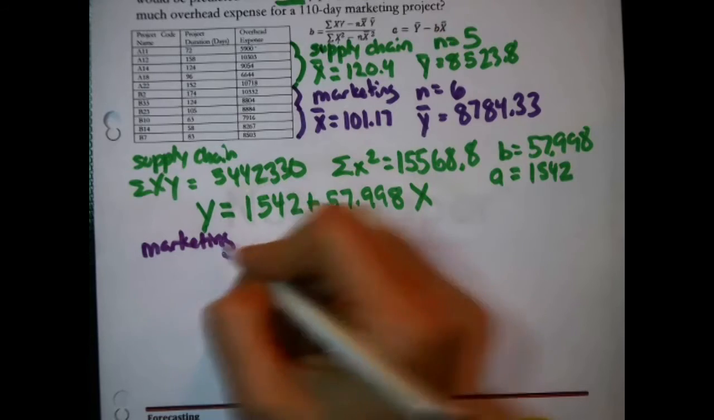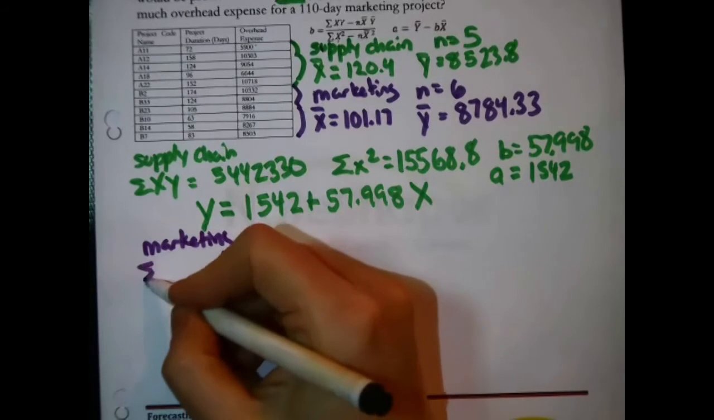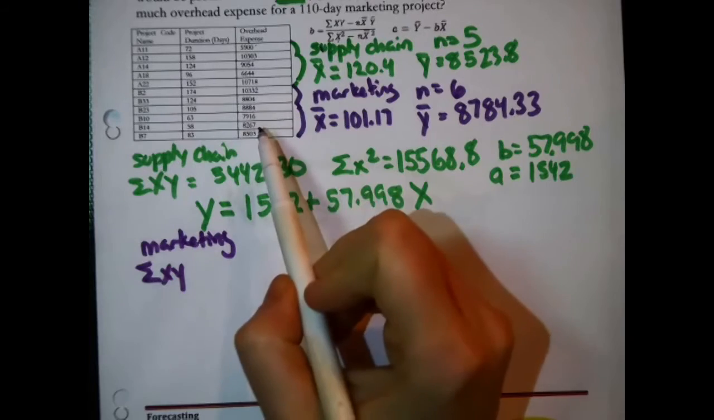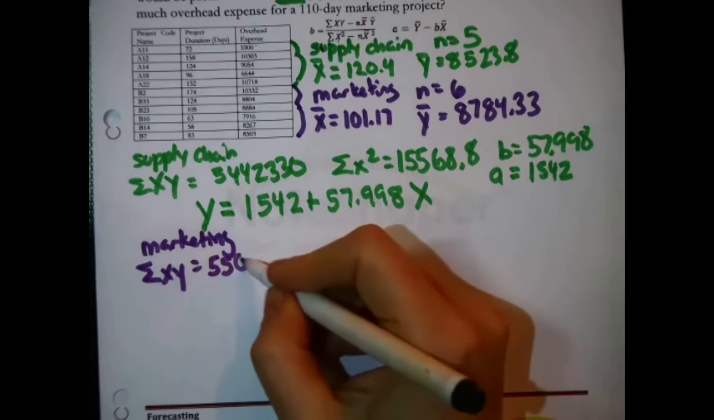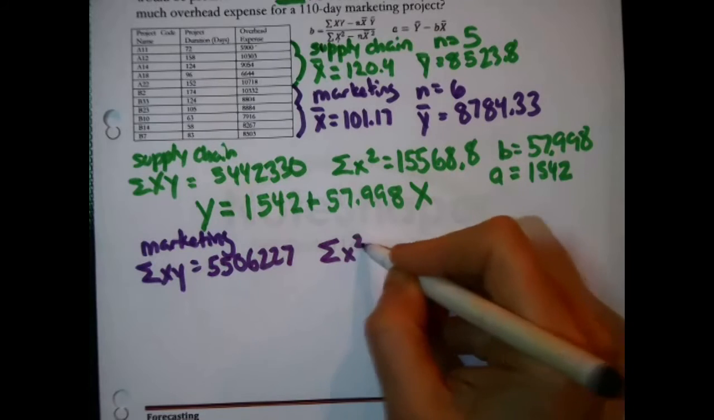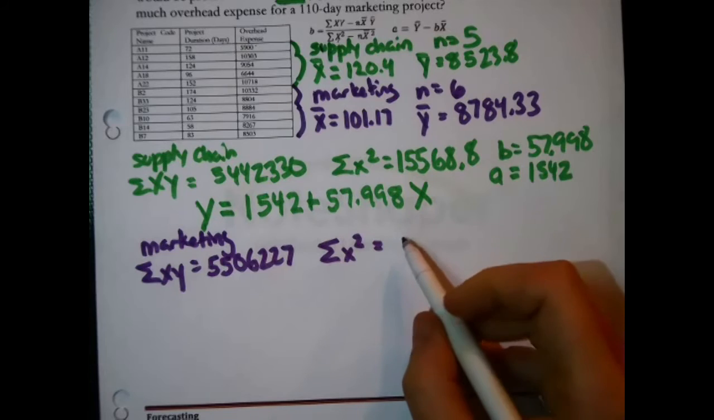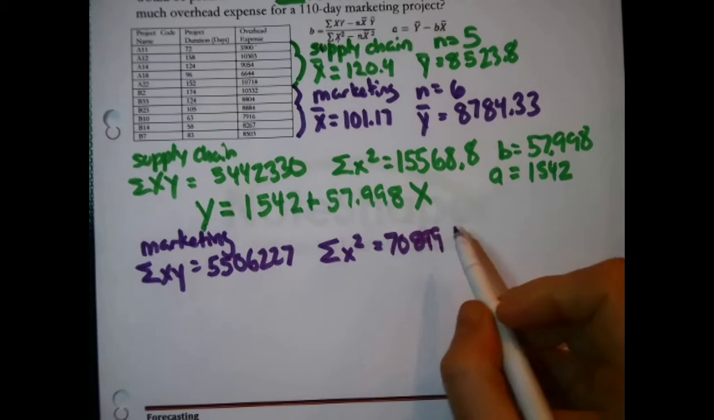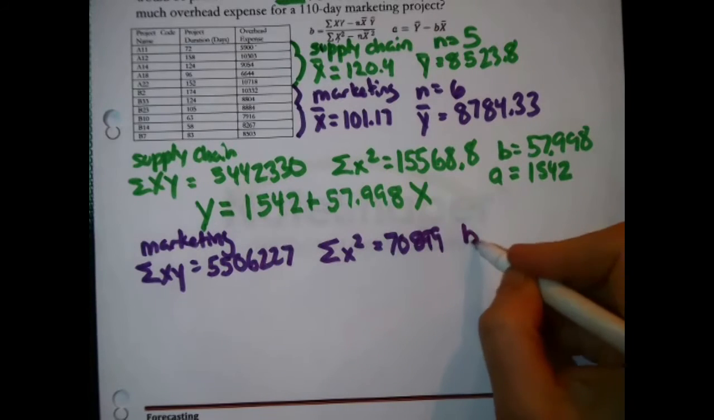In order to set up the regression equation, we're still missing some summary stats. The sum of X times Y, if you say this times this plus this times this for only the bottom 6 rows, I get 5,506,227. And then the sum of X squared for only the rows where the project code starts with B, I get 70899.